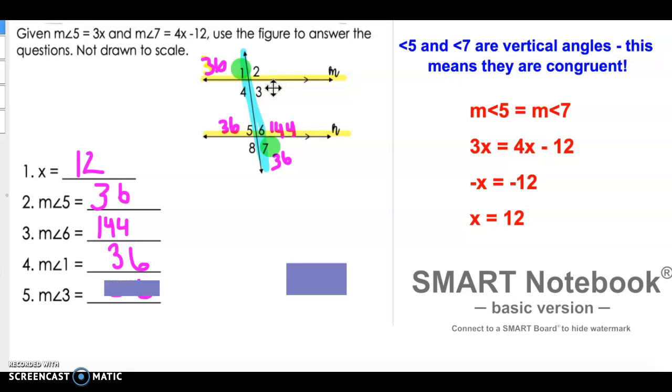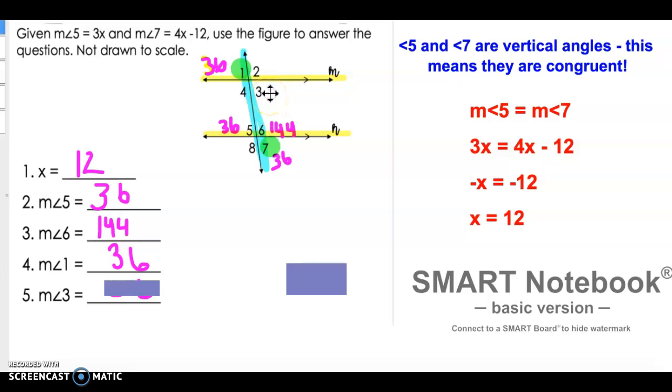Another way we can find that, angle 3 and angle 6 are same side interior angles, and same side interior angles are supplementary. So if 6 is 144 degrees, angle 3 would have to be 36 degrees so that they add up to 180. Another way to figure it out, angle 3 and angle 5 are alternate interior angles because they are on opposite sides of the blue transversal and inside the yellow lines. And we know that alternate interior angles are congruent.